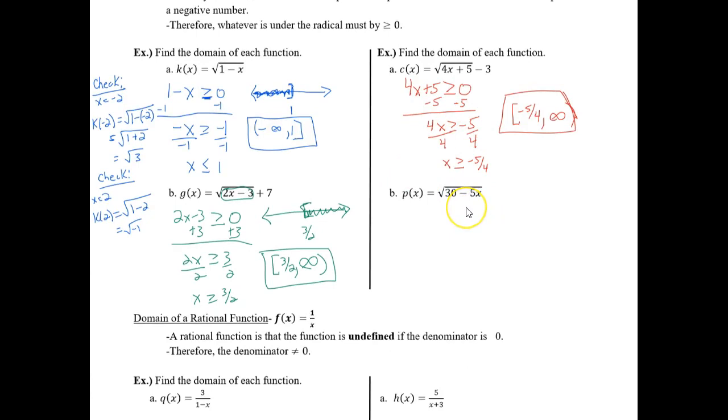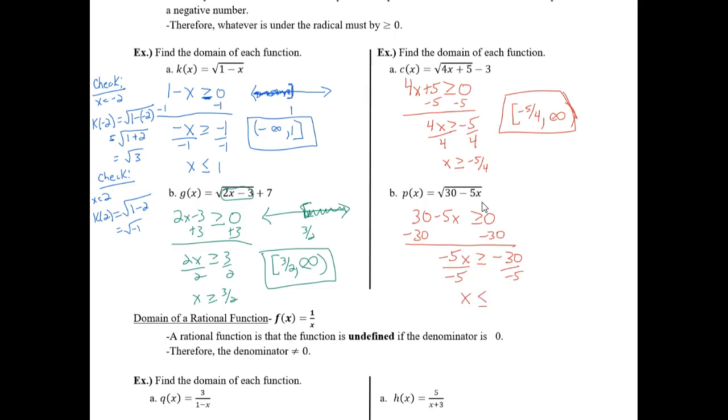And looking at this last one here, again, everything under the radical has to end up positive or equal to 0. So I set it greater than or equal to 0. I get rid of the constant by subtracting it from both sides. I don't forget my negative 5, greater than or equal to negative 30. I divide both sides by negative 5. And did you remember to flip the direction of your inequality?